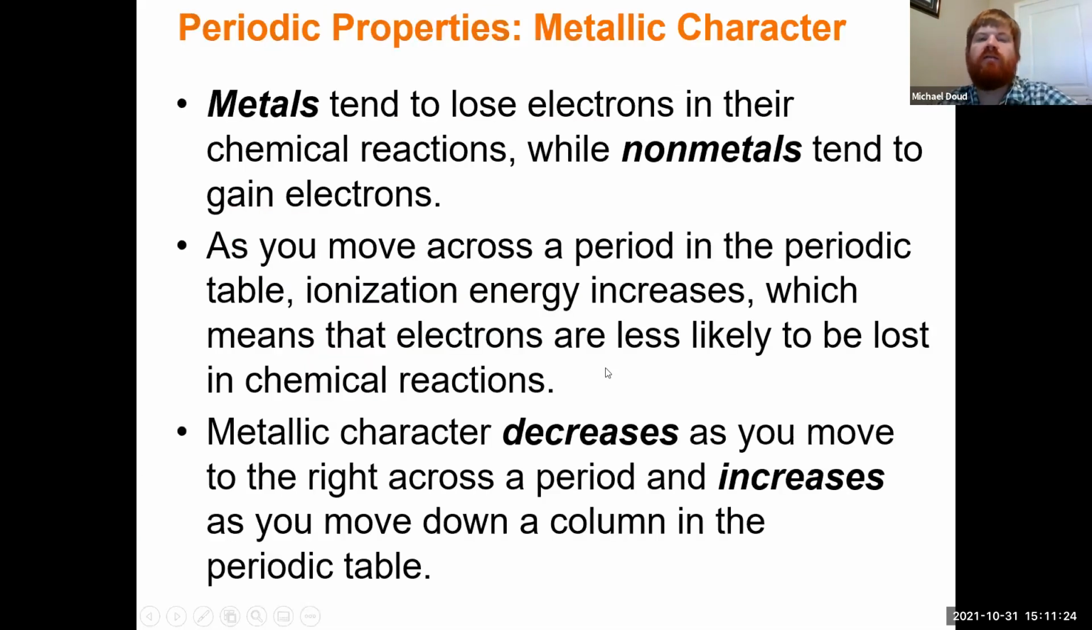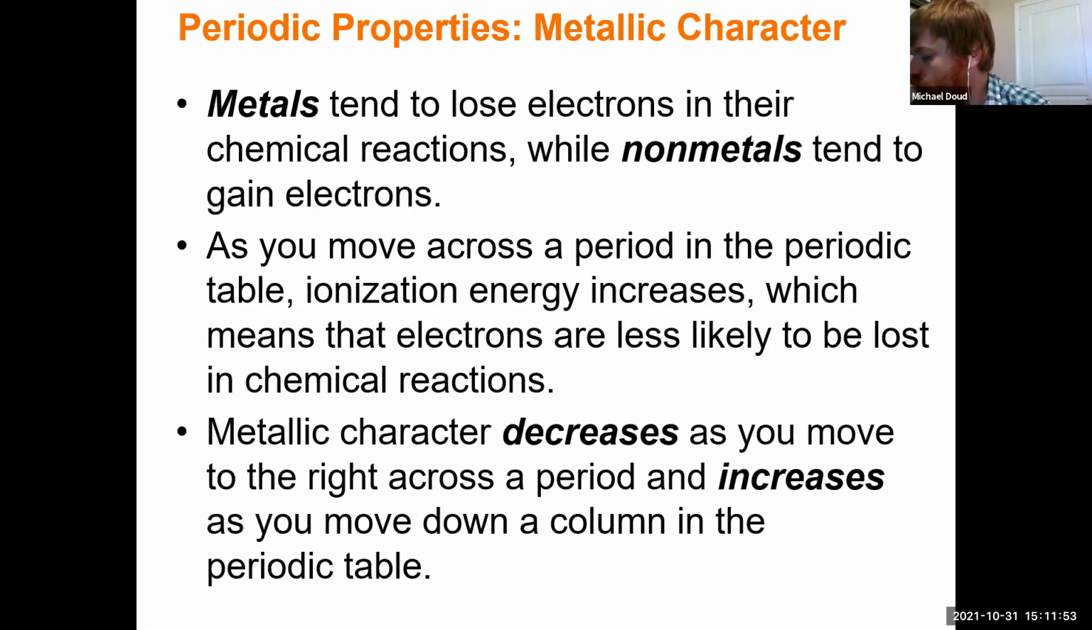All right, finally, we have our last periodic property, which is metallic properties. Now, we mentioned this before when we talked about metals versus nonmetals. Notice how on the left side of the periodic table, that's where metals are. And on the right side, that's where nonmetals are. We know that metals tend to lose electrons when they react, and nonmetals tend to gain electrons when they react. So metallic character is a periodic trend because it decreases as we go left to right across a period, and it increases as we go top to bottom down a group.